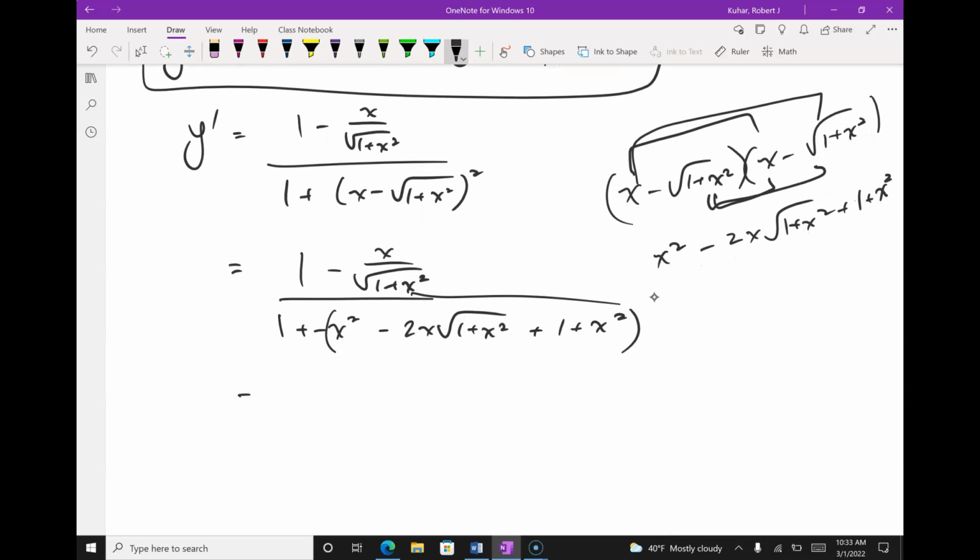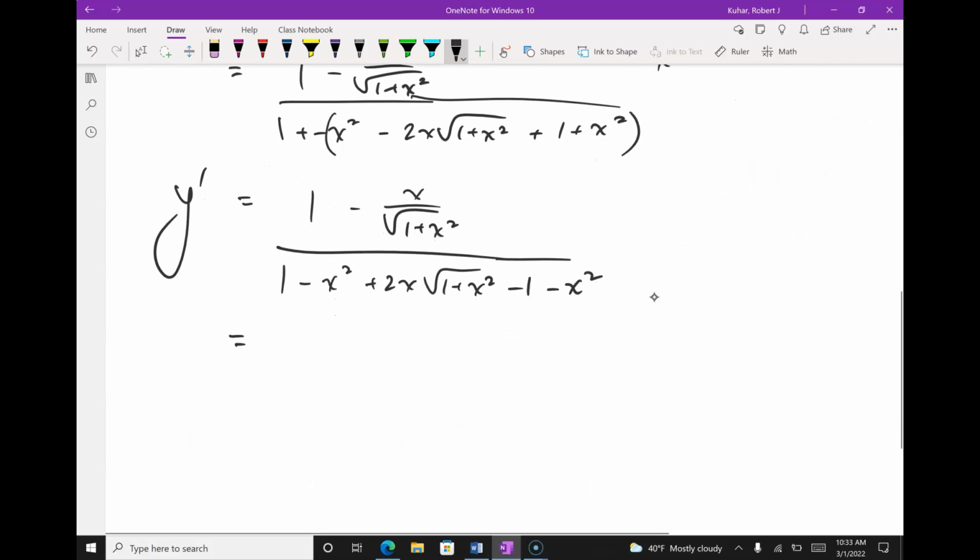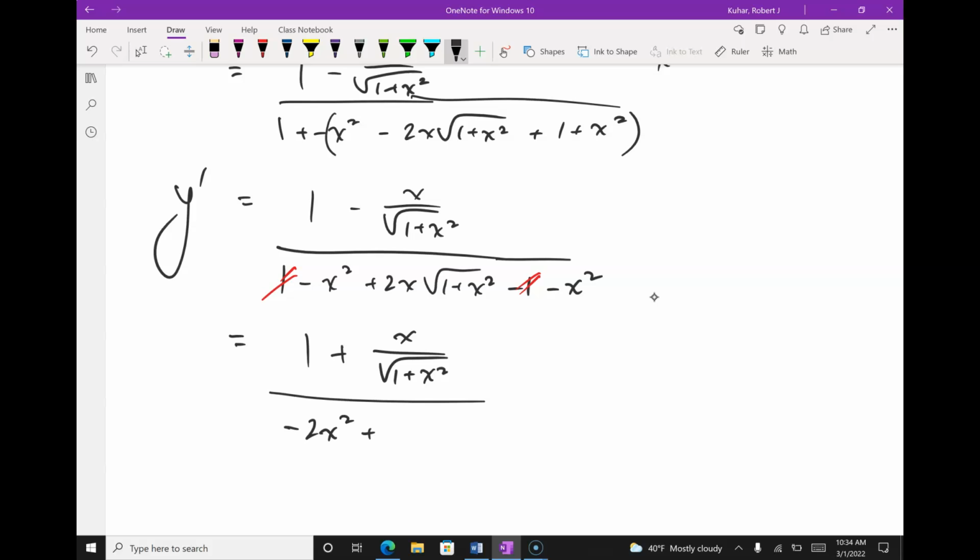Some things will go away. Not much. It looks like only the ones will go away, and that's fine, but the x squareds can be combined. And now I want to clear my fractions, right?